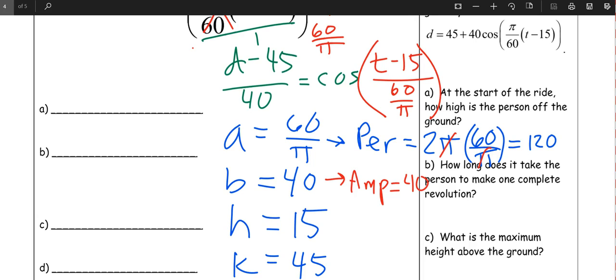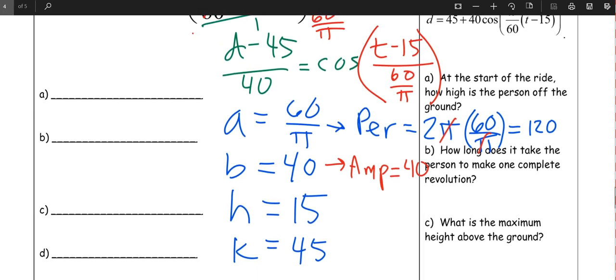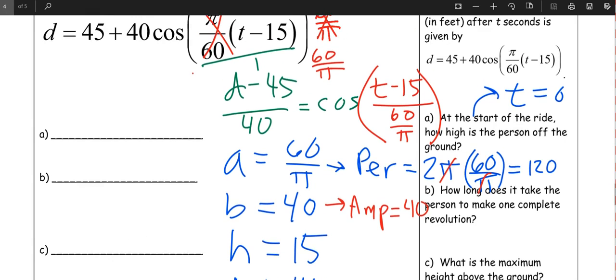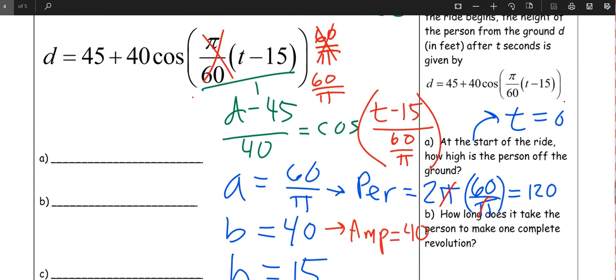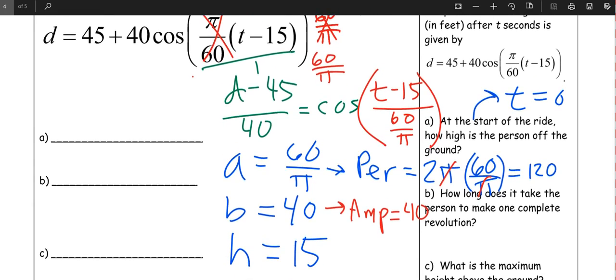So at the start of the ride, what time do we start the ride? 0 seconds, folks. He starts it at 0 seconds. So when we say at the start of the ride, what time are we asking you to plug in? Time equals 0. So we need to use our equation. I don't care which equation you use, whether you use the one we started with.